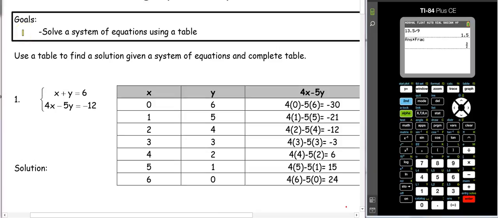This video is about solving systems by a table. So we're going to use a table to find the solution given a system of equations. So in number one, we already have a completed table, and we're going to talk about a few elements of the table that we need to be aware of.